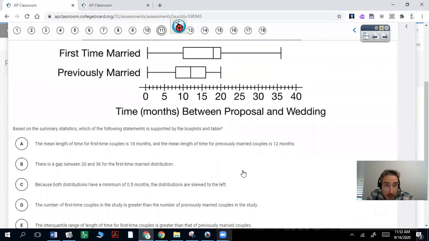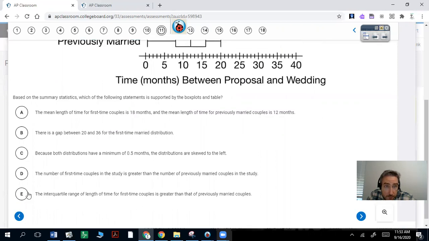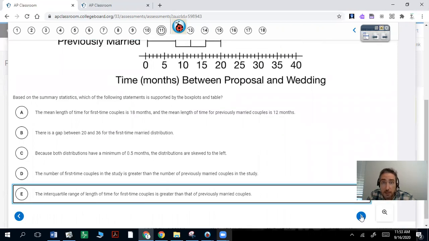The interquartile range of length of time for first-time couples is greater than the previously married couples. So this box is wider than this box. That is true. So it's E.